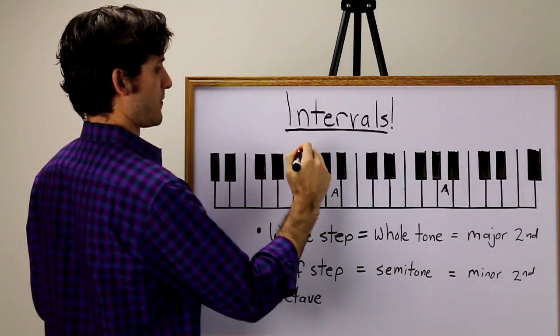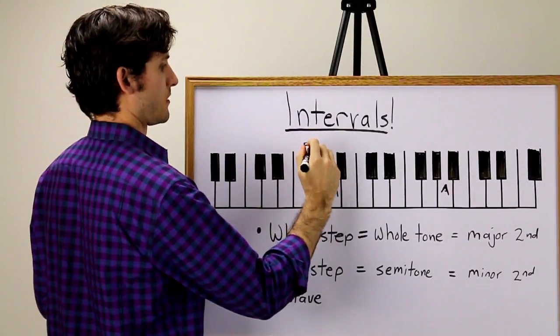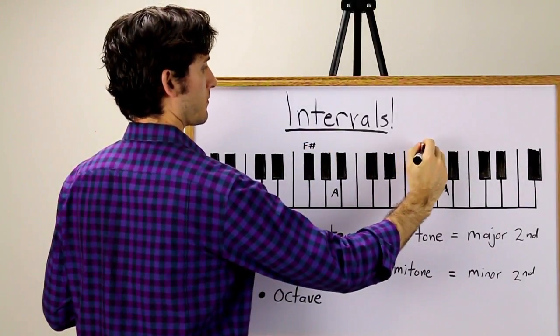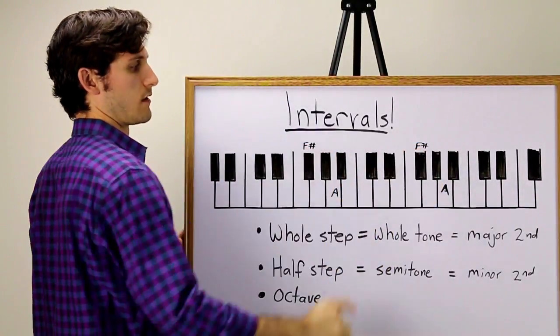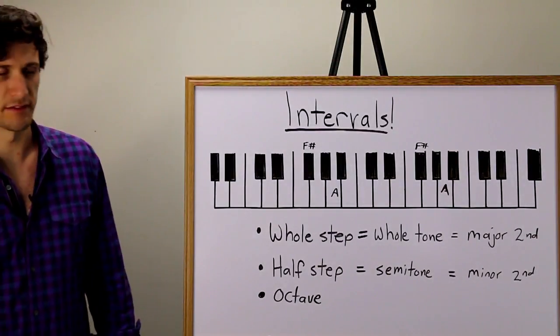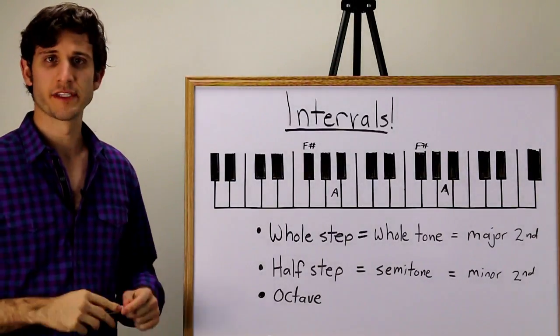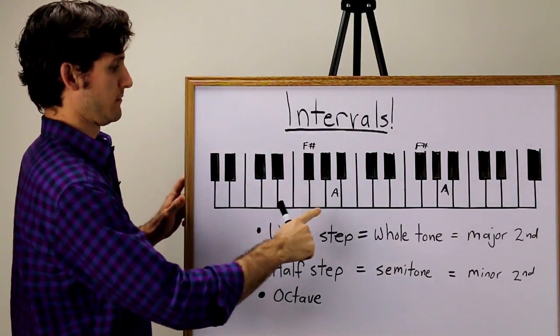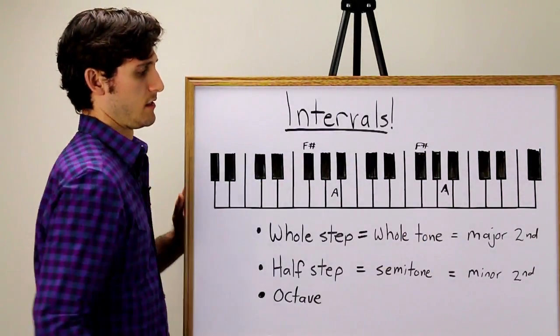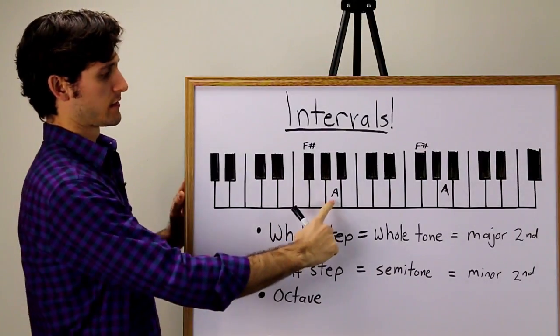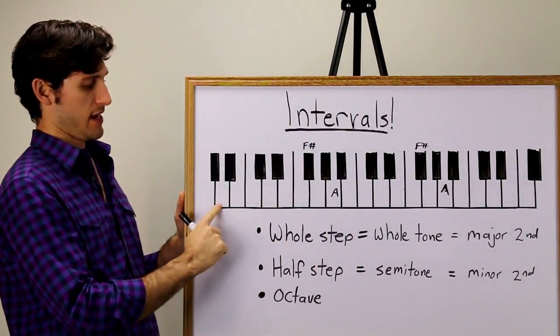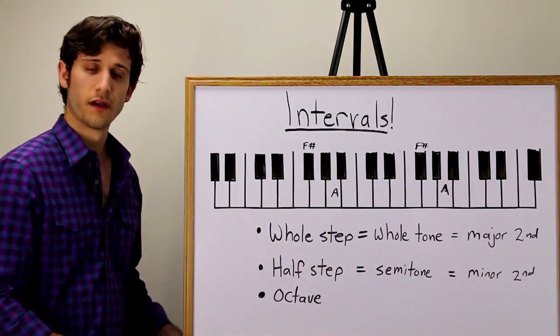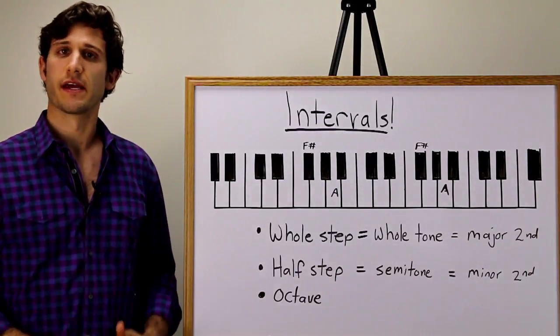Or from this F sharp to this F sharp, also the distance of an octave. Just like with whole steps and half steps, I can go up an octave: up from this A is this A, or I can go down an octave: down from this A is this A down here. All right, let's get a sense of what octaves sound like.